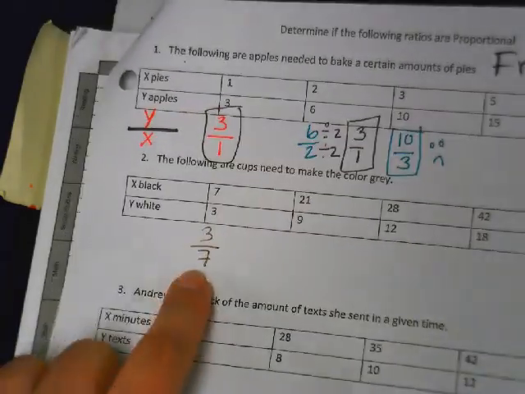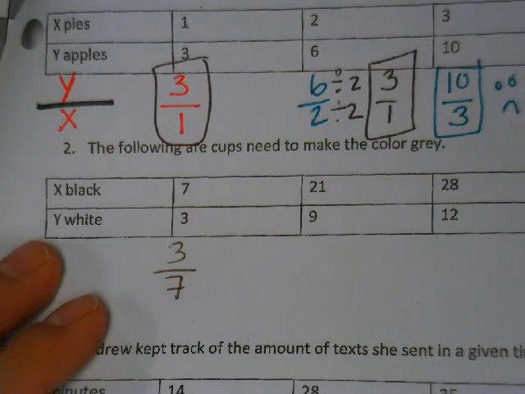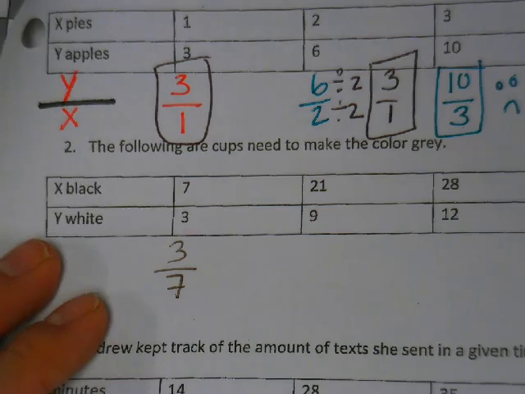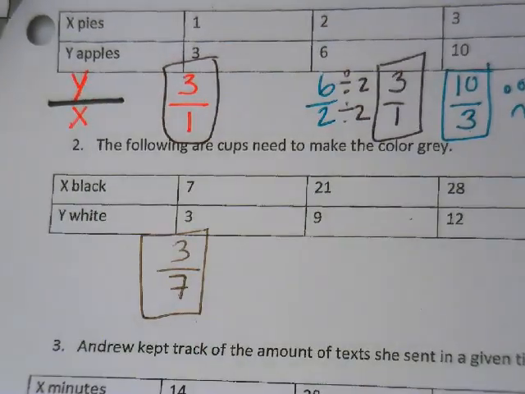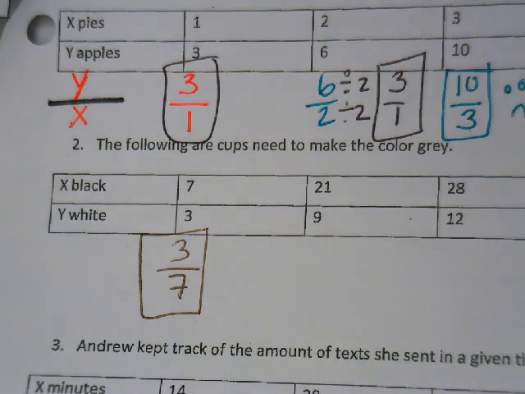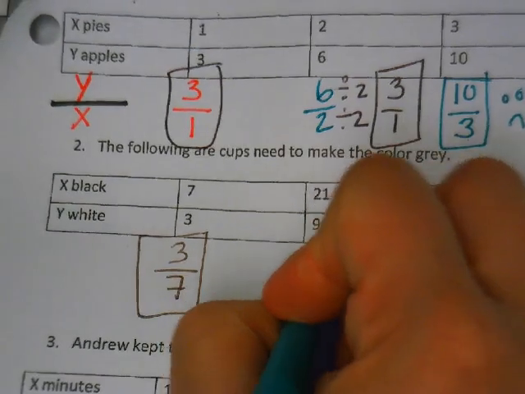Okay, so here's my fraction, 3 over 7. Is there anything I can divide 3 and 7 by? Nope. So this is what I'm looking for. I'm looking for all of them to be 3 over 7. All right, what's the next fraction? 9 over 21.